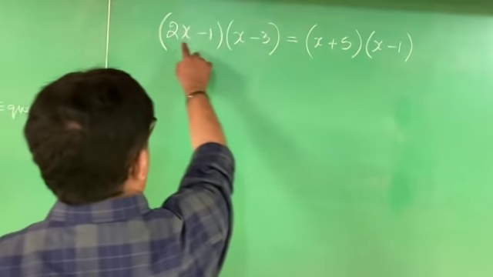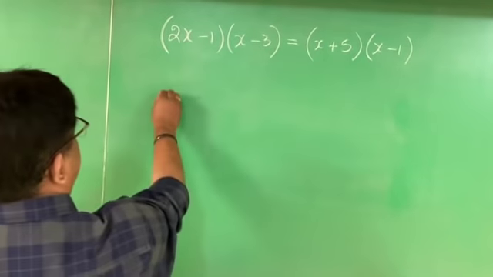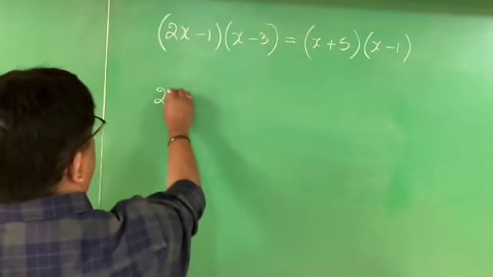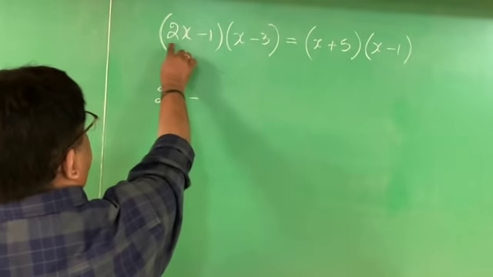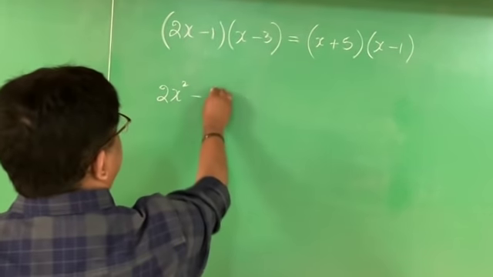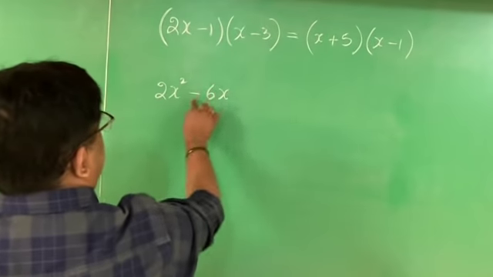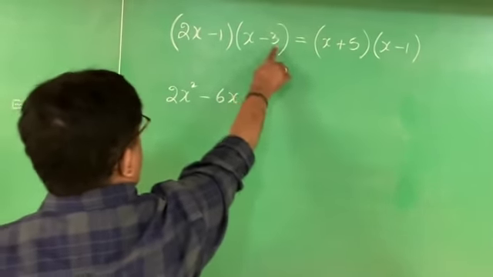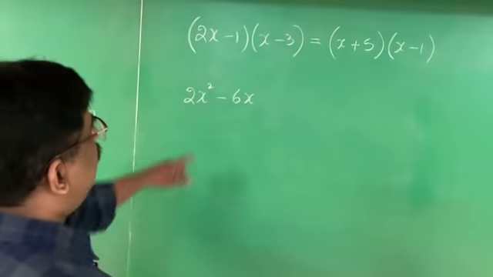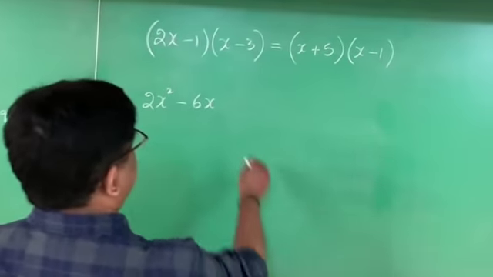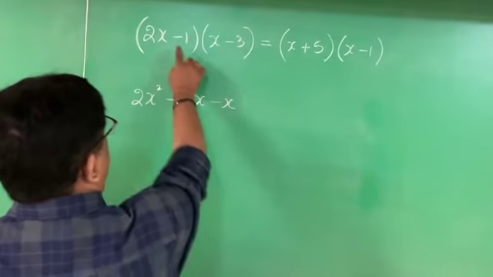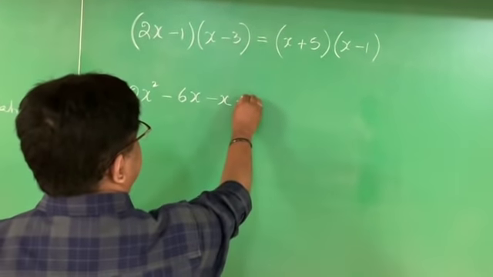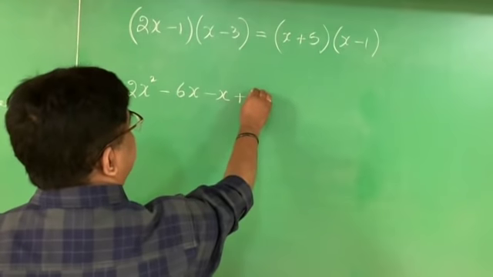Binomial into binomial. First term into first term is 2x square. 2x into x, 2x square. Minus 2x into 3, 6x. This minus I written plus, so plus into minus, minus 2x into 3 is 6x. Minus 1 into x, minus x. Minus into minus plus 1 into 3 is 3.